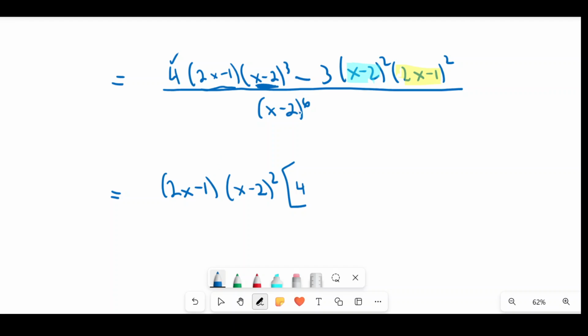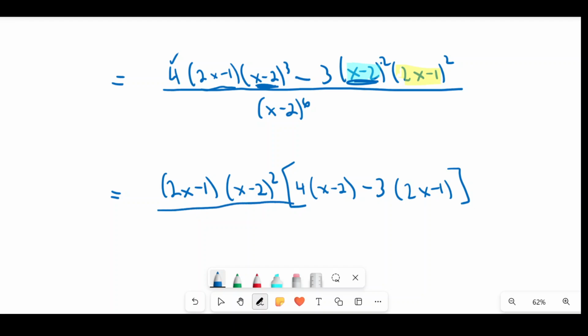This originally had x minus 2 cubed. There were 3 of those brackets, and I only factored 2, so I need another one of those. And then I can move on to the second part of the numerator. I need the minus 3 because I didn't factor any of it. X minus 2 squared is fully factored right here. 2x minus 1 squared, I only factored one of those, so I need another one right here.